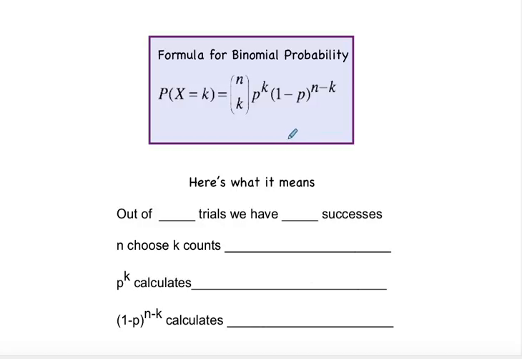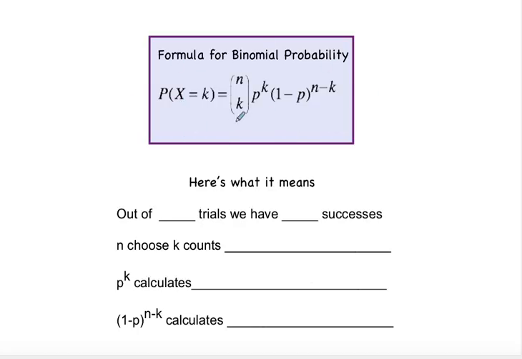Now, this is going to help us get into how we're going to be using our calculator. This is our big formula for binomial probability. I believe it's on your formula sheet, although you'll kind of have it memorized because you're going to be using it so much.